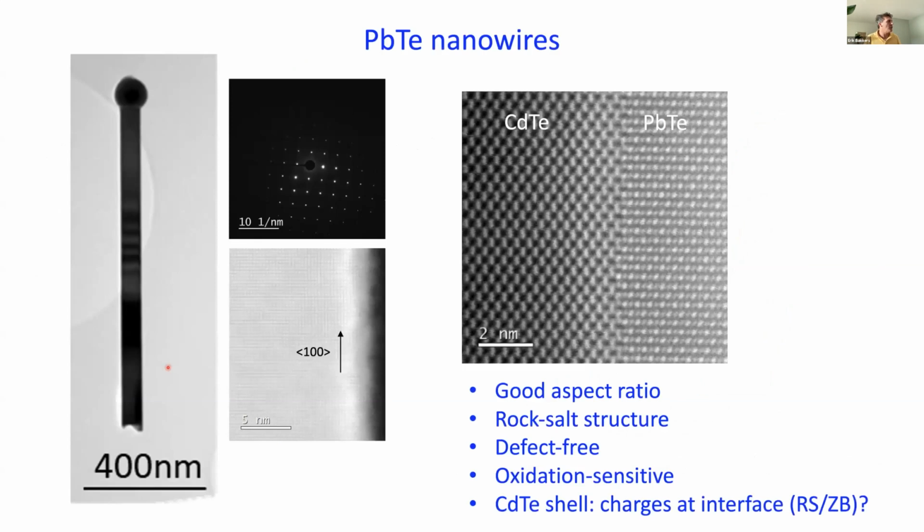So we started to grow wires based on lead telluride, and here you can see the first results. This is an example of such a wire. It has no defects, so it's defect free. You can see that by the absence of any contrast in the wire.